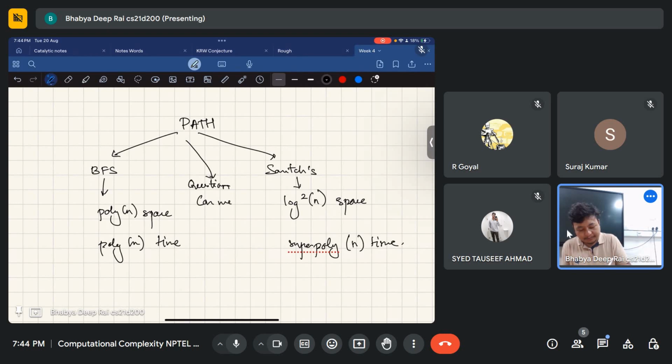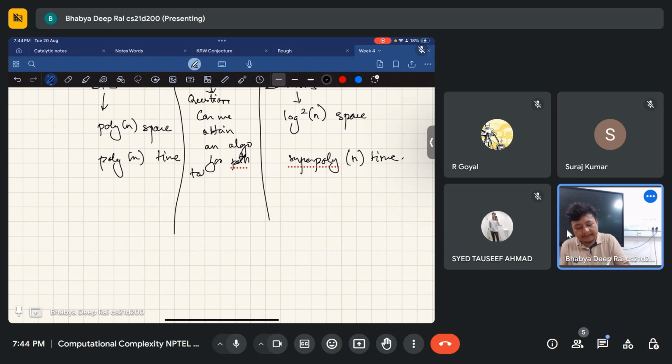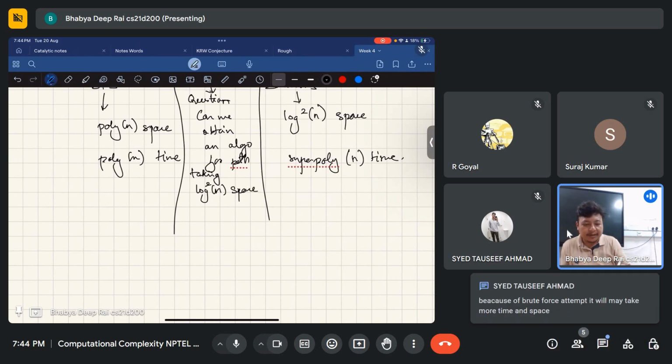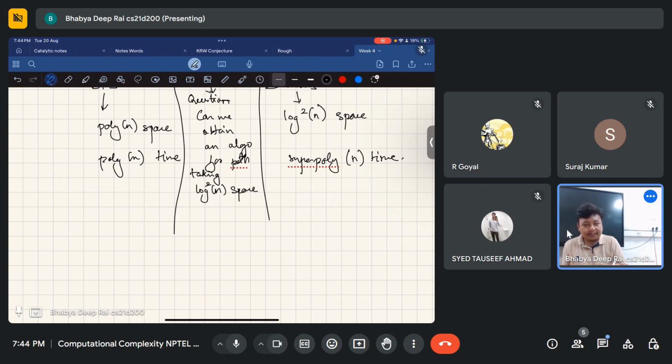can we obtain an algorithm for PATH taking log space or even log square n space is fine. Okay, because of brute force attempt, it may take more time and space. That is correct. Yeah, and space it will take a lot, but brute force is still fine in terms of time. By brute force you mean BFS only.